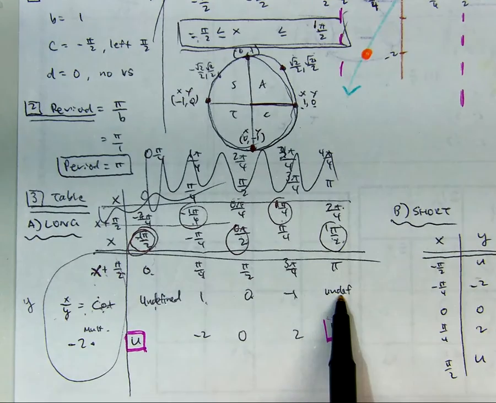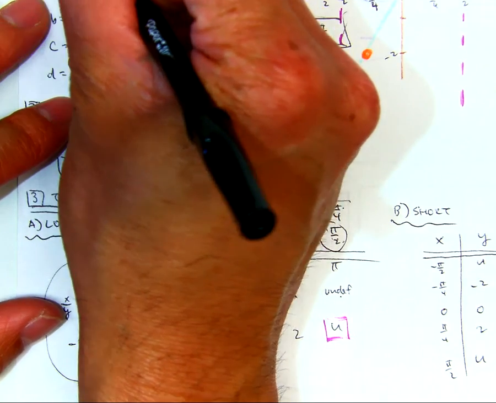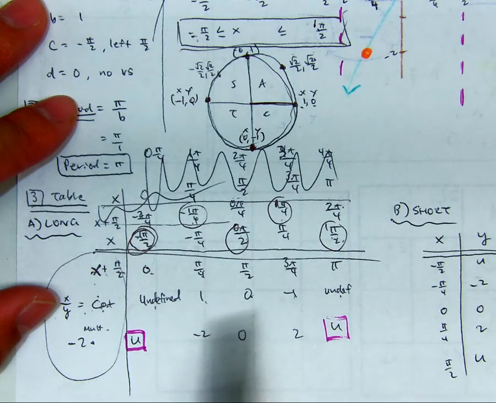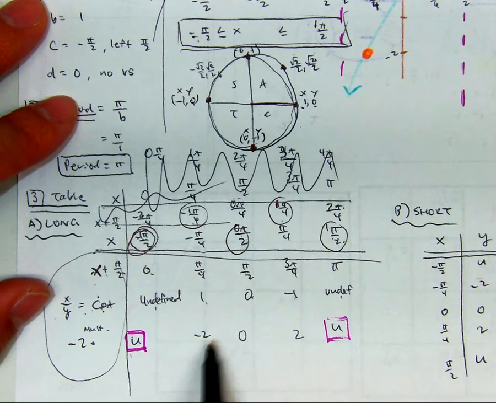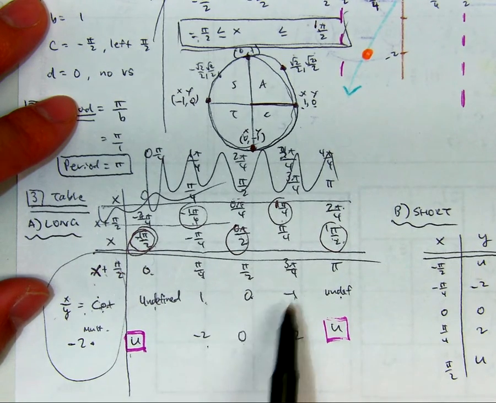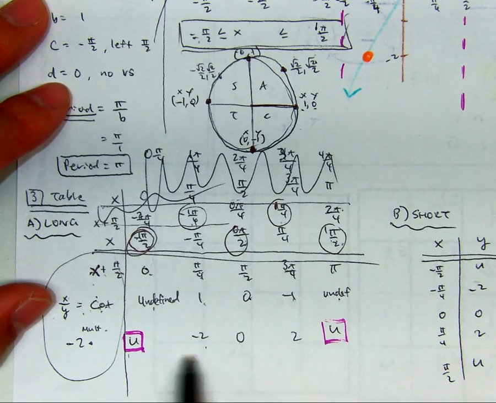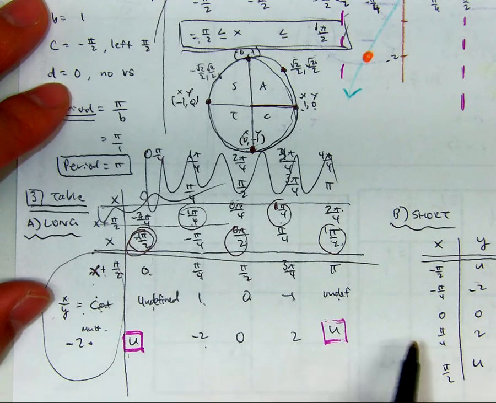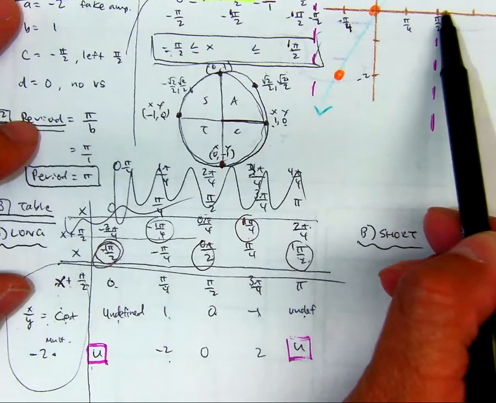And then the last thing you're going to do, the last one students get confused in this part, is you're multiplying by negative 2. So all these values up here, we're going to multiply by negative 2. Undefined stays. Negative 2 times 0 is 0. Negative 2 times negative 1 is positive 2. And then here are your values. So at negative pi over 2, you have 5 points. 1, 2, 3, 4, 5 on my graph.